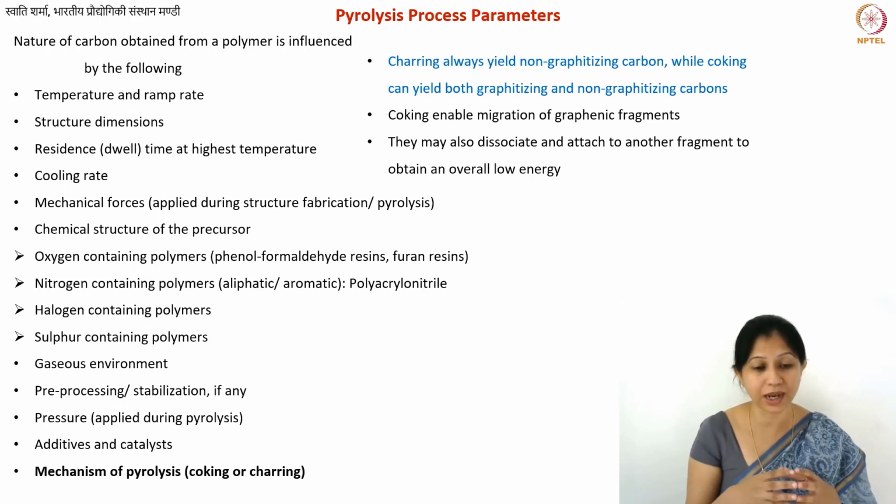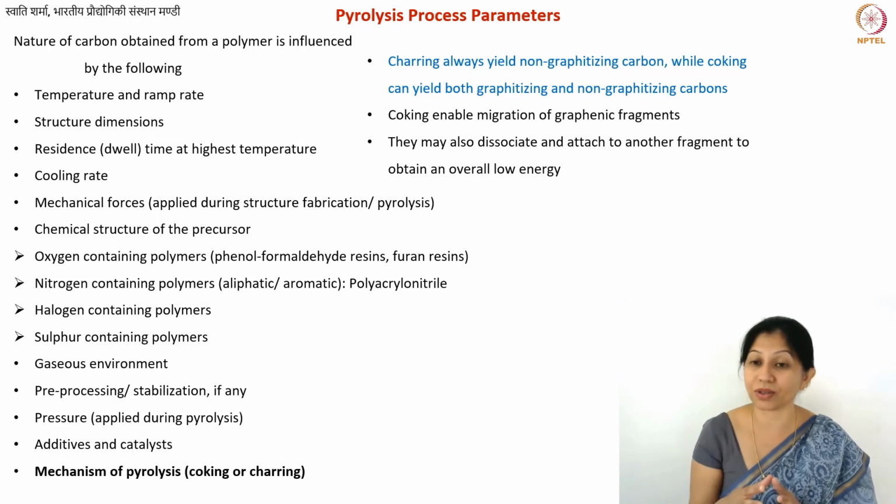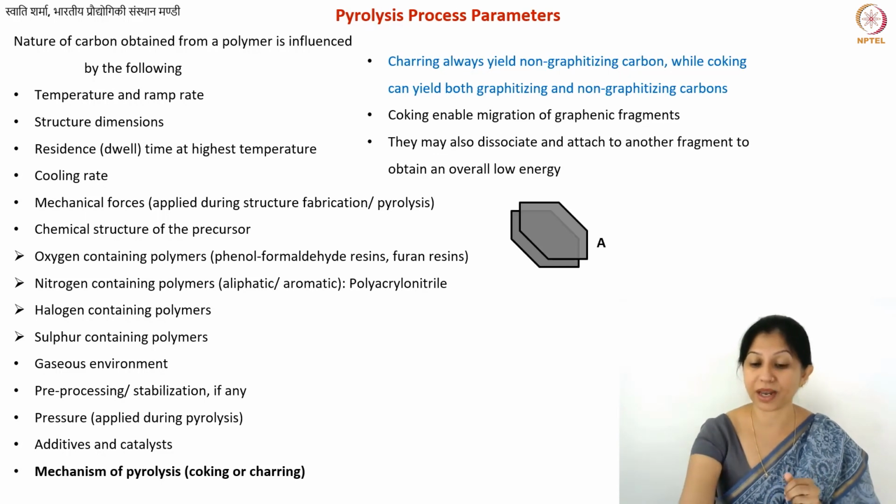Charring, well, if you keep on increasing the pyrolysis temperature or the heat treatment temperature, at some point you will get some short range order, but compared to carbons that are prepared by coking, that is not going to be as good. Or the electrical conductivity is not going to be as high. So these are some very important parameters.